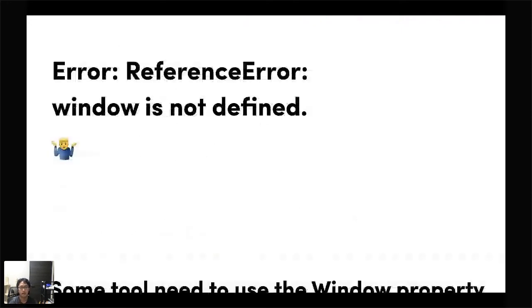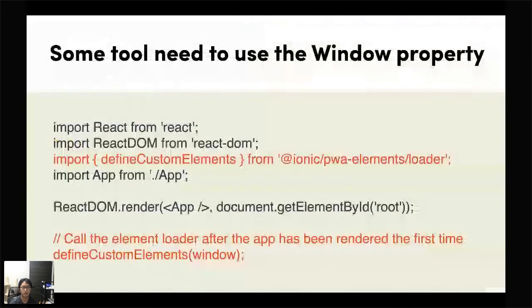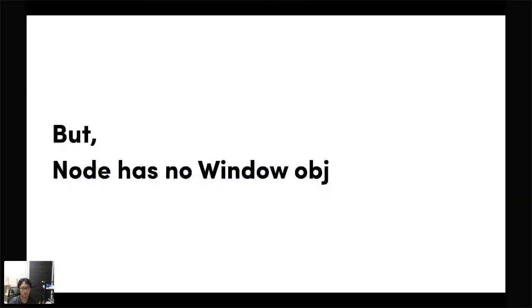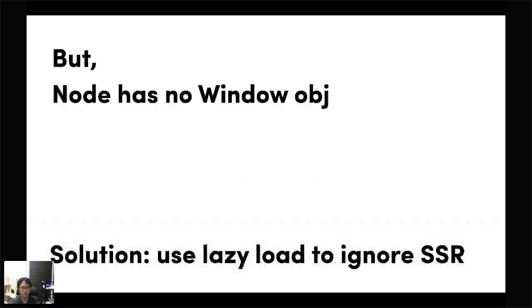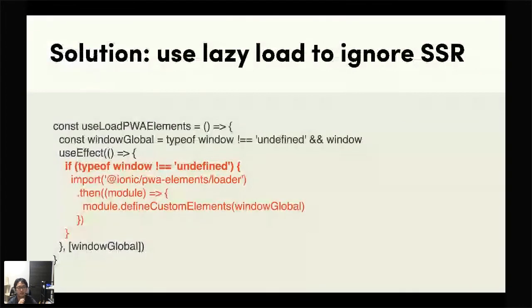Because some tools like the PWA Elements loader use the window property, and Ionic too, but Node.js has no window object. In the browser this function works well, but when generating HTML using Node.js, we need to find a solution to ignore the window property from SSR. And this is my idea using lazy load.